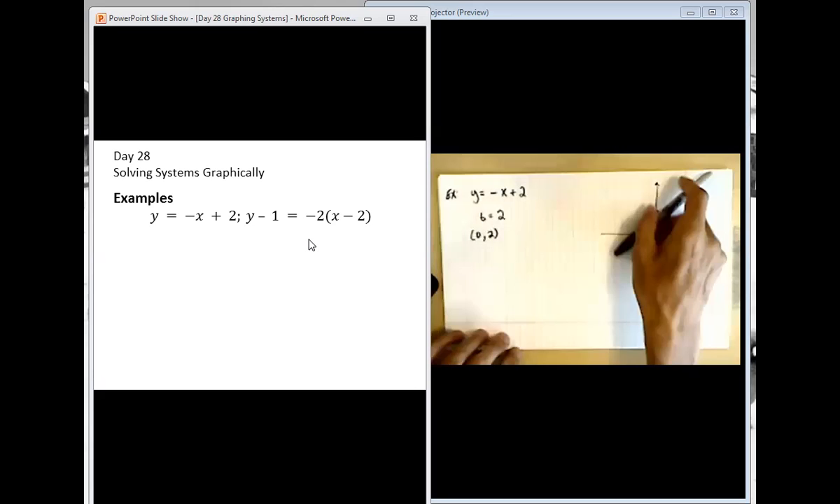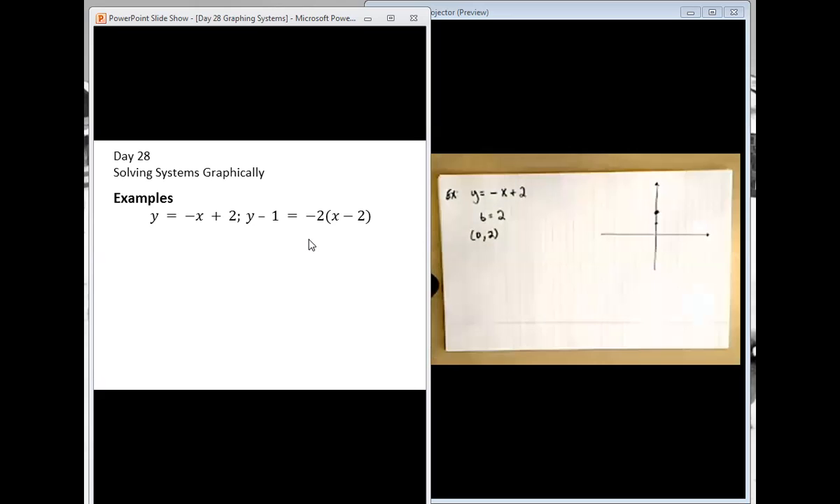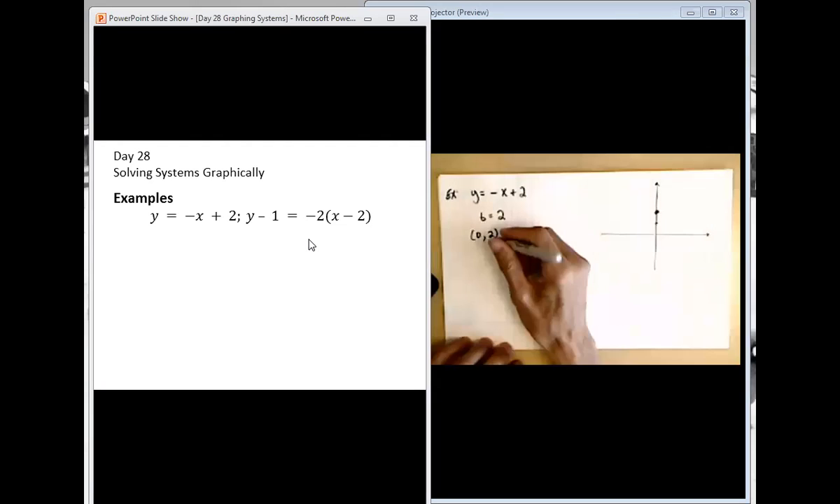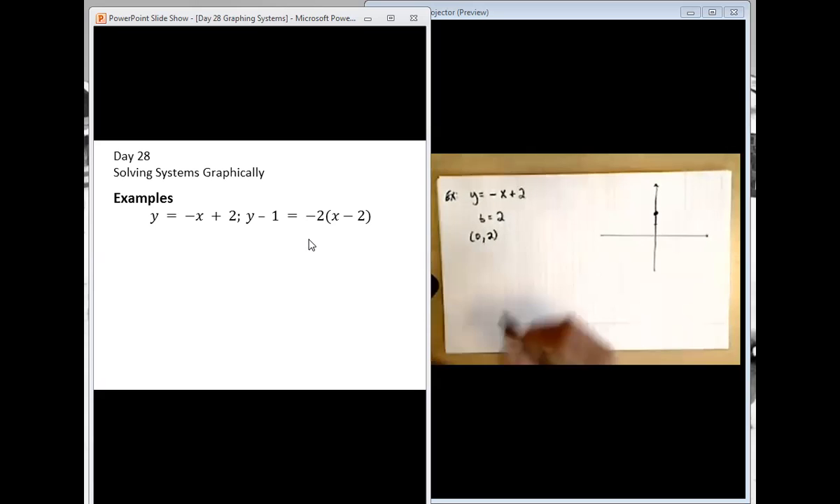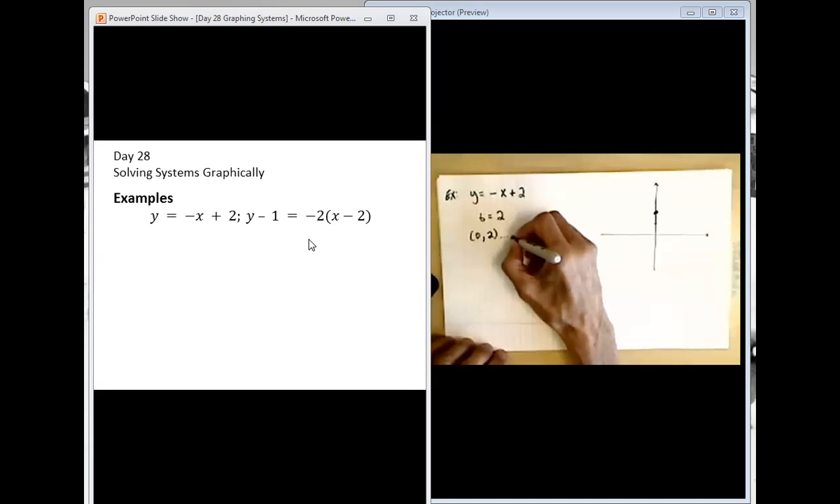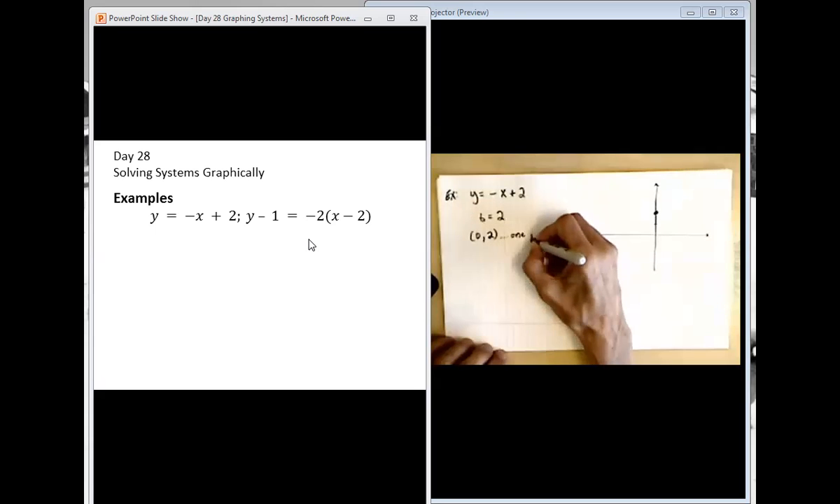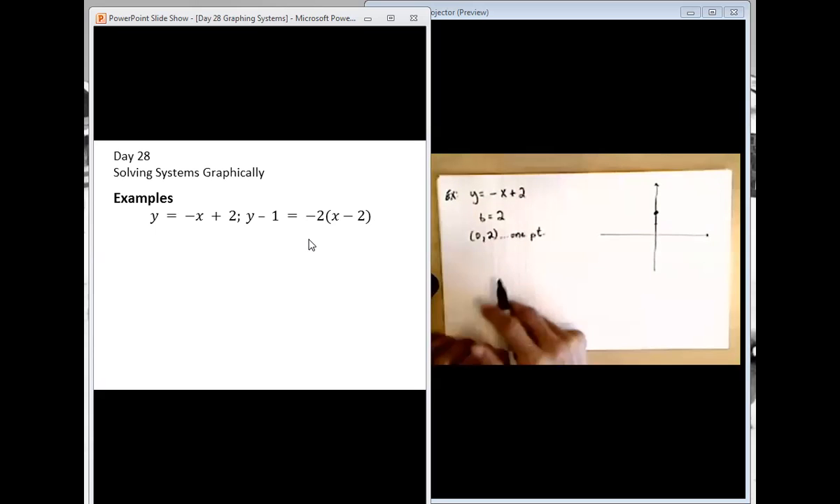So we need a second point, otherwise the graph can go anywhere, right? So how do we find a second point for this line? What do you want to do? So this is 1 point, right? We could find a second point, or we could use the slope that is there. Either way. What do you guys want to do?